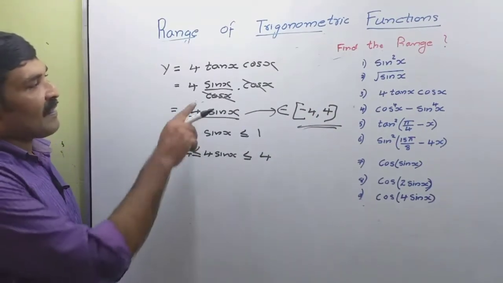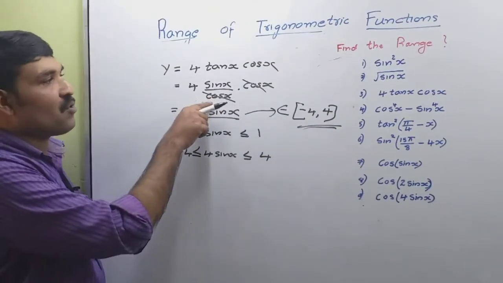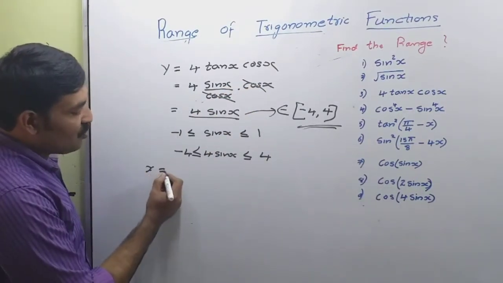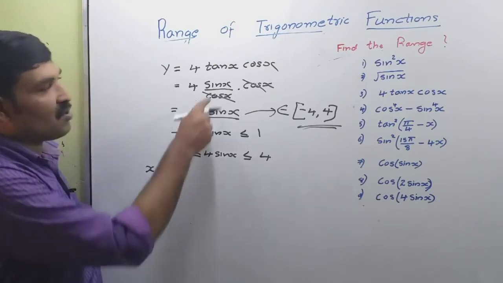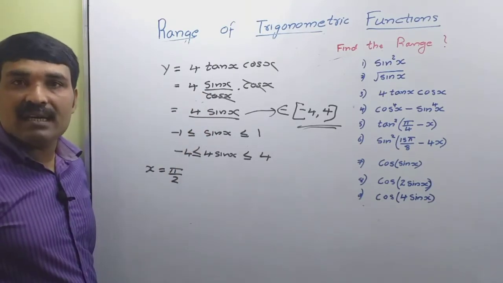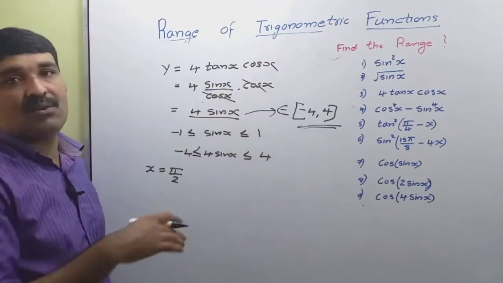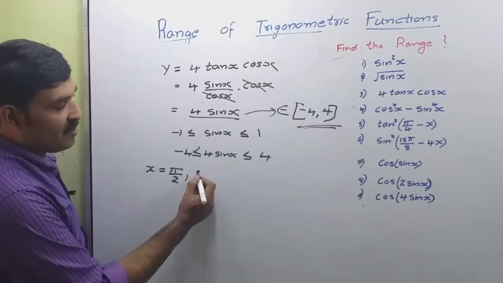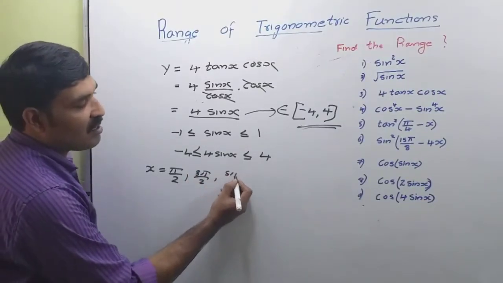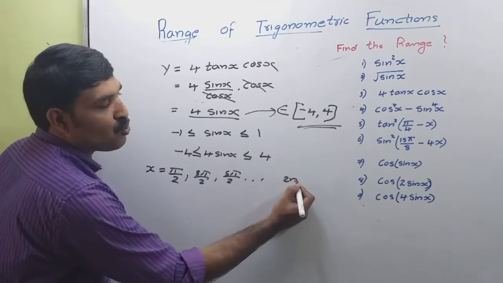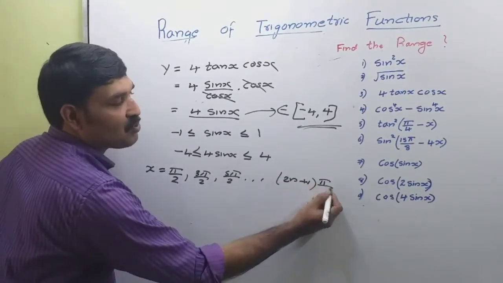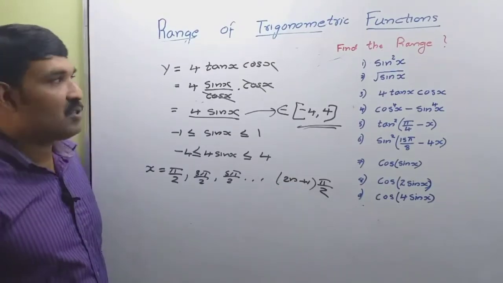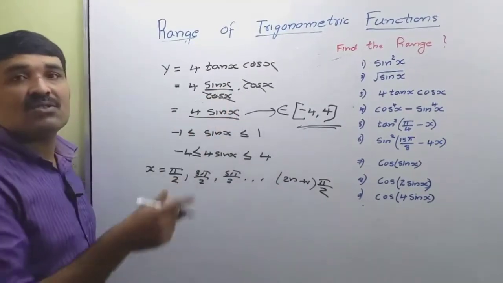Now consider this cancellation. Cos x and cos x get cancelled. When x is equal to pi by 2, cos x becomes cos 90, that is 0. This becomes 0 by 0. And similarly, for any odd multiple of pi by 2, that is 3 pi by 2, 5 pi by 2, or in general (2n plus 1) pi by 2, cosine of (2n plus 1) pi by 2 is equal to 0. So this cancellation is not possible.